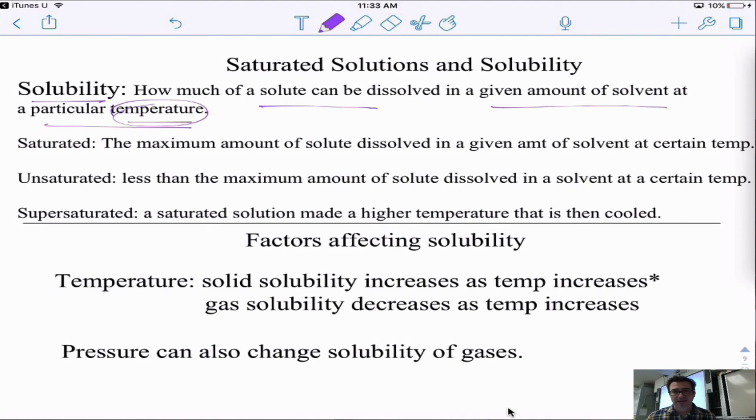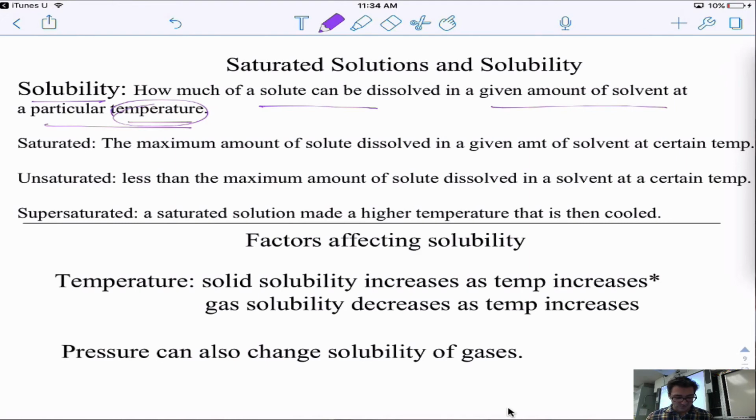The exception to that is if you have a gas. When you have a gas, then you can actually pressurize it and dissolve more that way. Now, depending on what you're dissolving, sometimes a higher temperature will allow you to dissolve more. Sometimes a higher temperature will actually allow you to dissolve less. And we'll talk about those specifics.